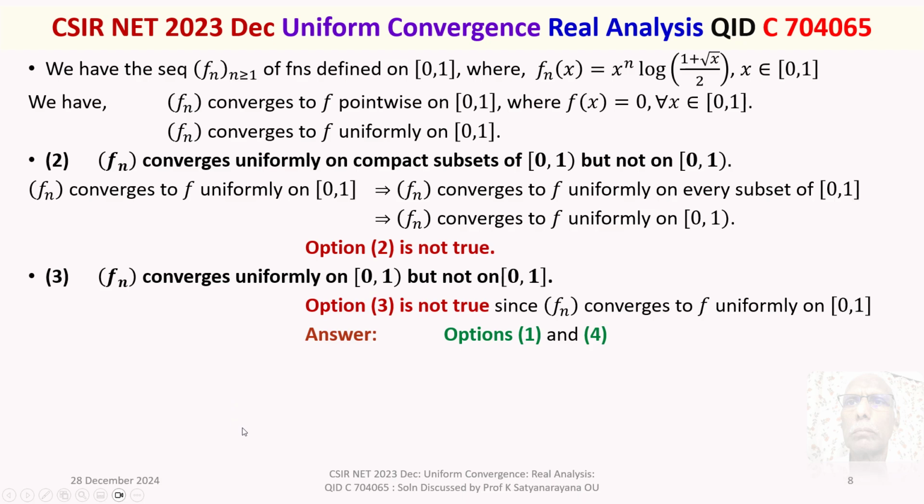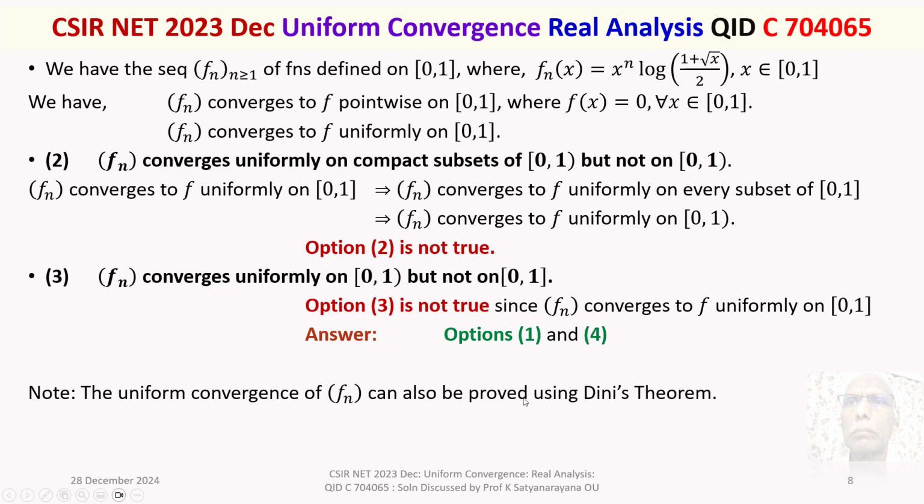We make a remark here that the uniform convergence of the given sequence on the closed and bounded interval [0, 1] can be shown by using another theorem called Dini's theorem. So the uniform convergence of this sequence fn can also be proved using Dini's theorem. You can try it out.